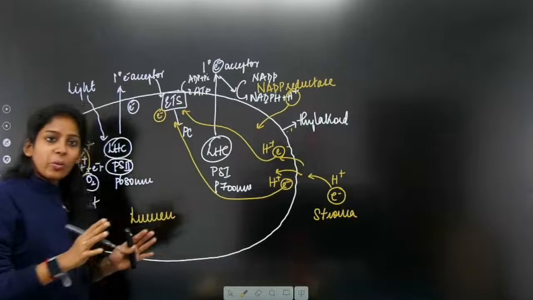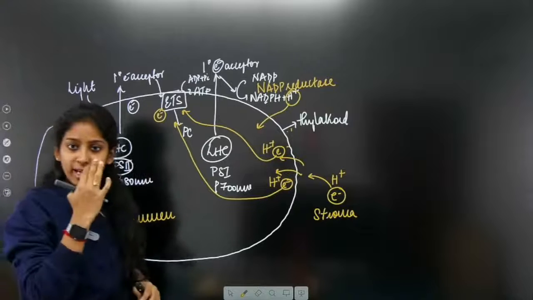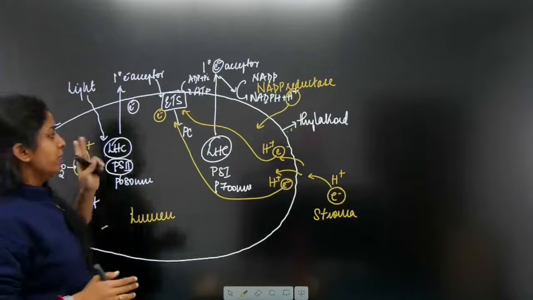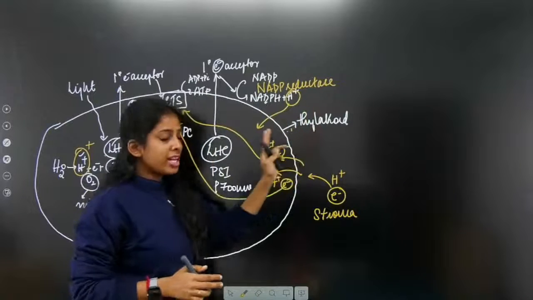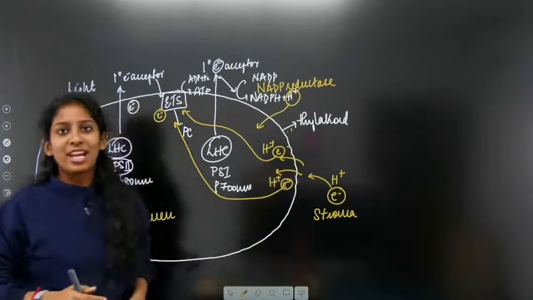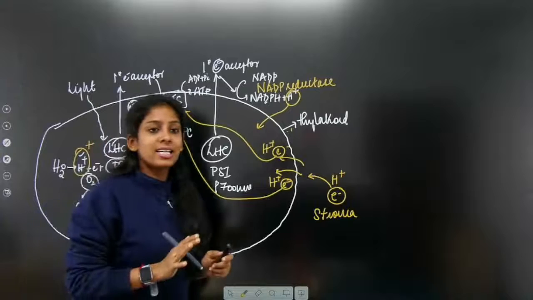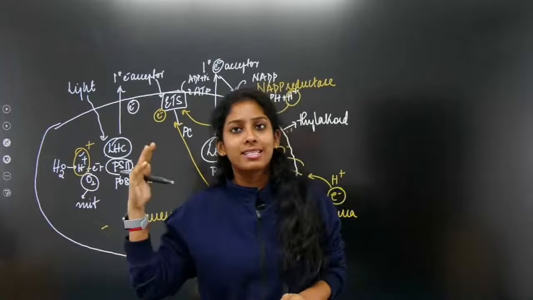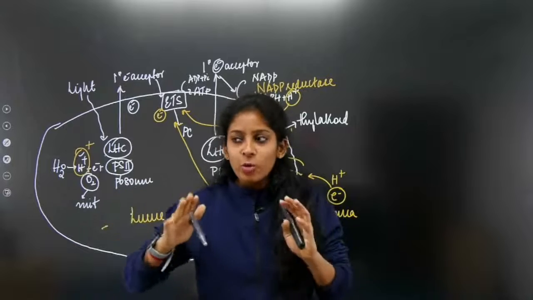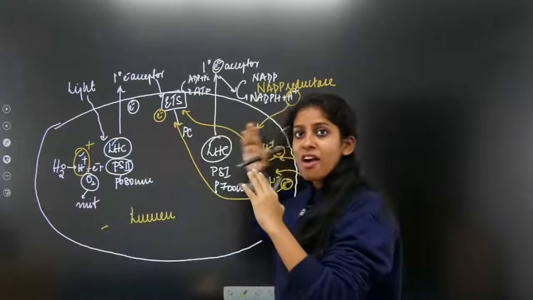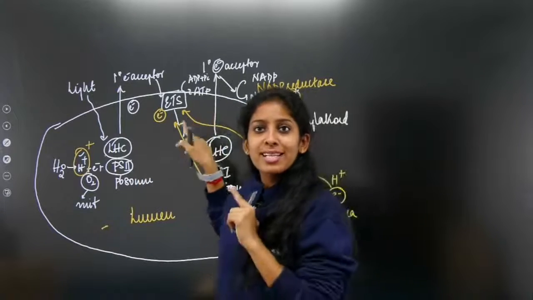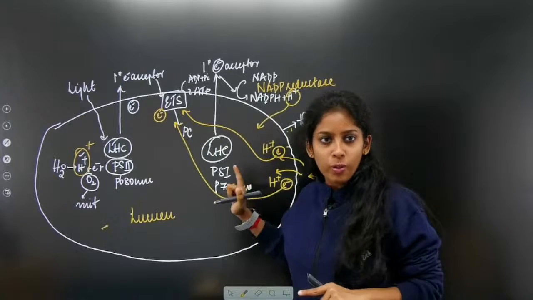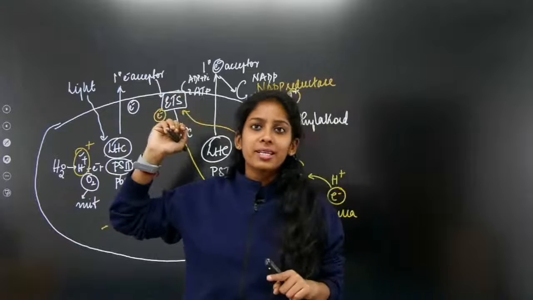So there are three ways by which H plus is getting accumulated inside the lumen. So first is by the splitting of water, the second is by the reduction of NADP, and third is by the transport of electrons. Clear? These are the ways by which the accumulation of H plus happens inside the lumen. Now whenever a gradient is made, you have more concentration of H plus inside the lumen and less concentration of H plus in the stroma. So there is a difference that is being set up.